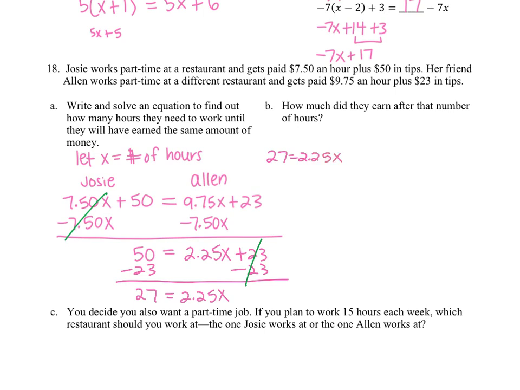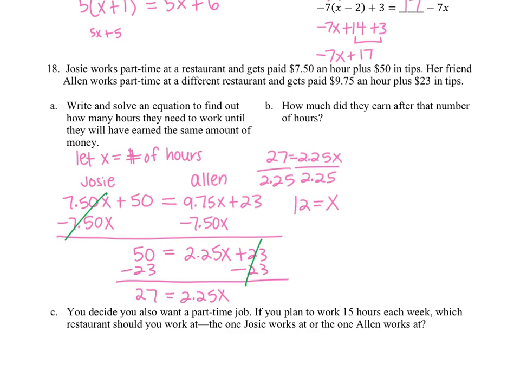And our final step, since it's 2.25 times x, we want to divide by 2.25. So we have to divide each side by 2.25. And that gives us just 1x on the right side, and on the left side we get 12. So remember, we need to interpret what that means. Well, x was number of hours, so it's 12 hours. So they both have to work 12 hours in order to make the same amount of money.